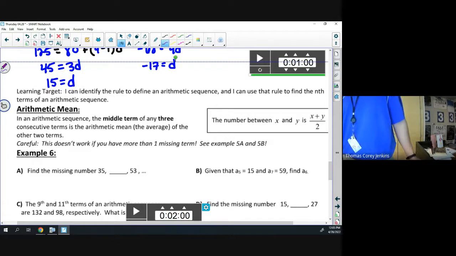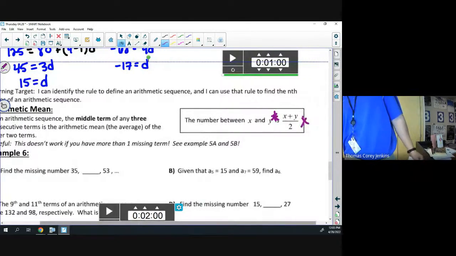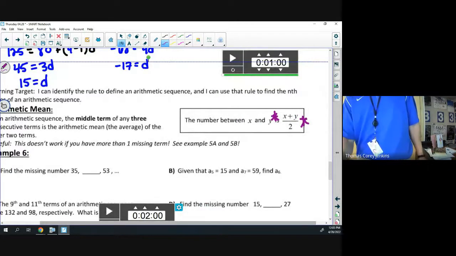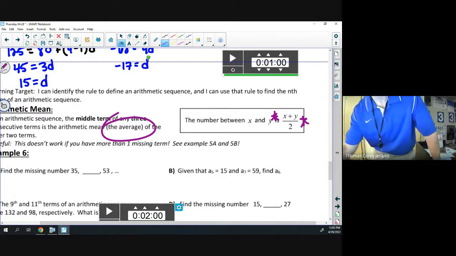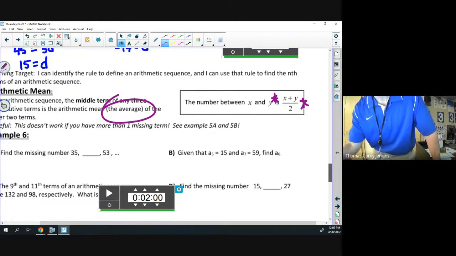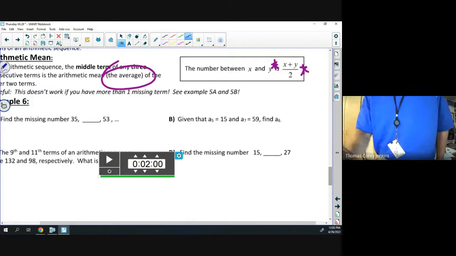So they show this as a new formula, arithmetic mean. But all it is is just the mean, okay? The arithmetic mean is just the average of two numbers. So if you're finding just one missing term, then you can use this, okay? So we'll just finish up with a couple of these and that'll be it.